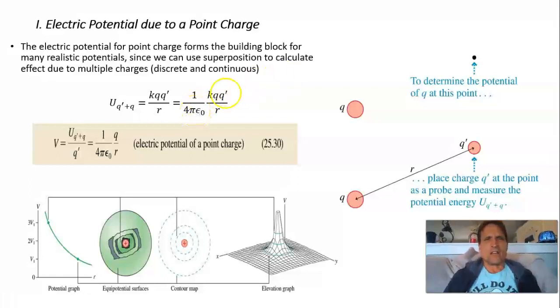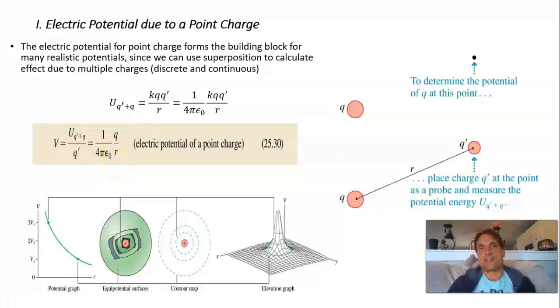So suppose that charge Q prime is the probe charge. So to calculate the potential at some distance r from a point charge Q, we stick our positive probe charge Q prime there. We calculate the potential energy of interaction of the probe charge Q prime with the source charge Q, and that's just 1 over constant times Q prime over r. And then we divide by the magnitude of the probe charge Q prime, and we get the potential of a point charge, the electric potential.